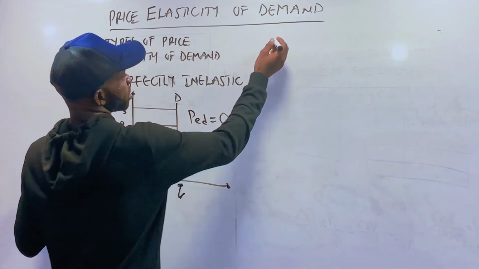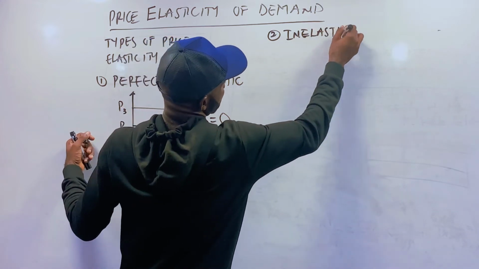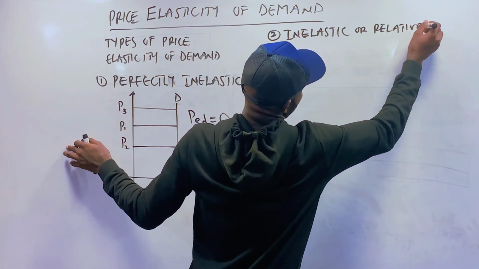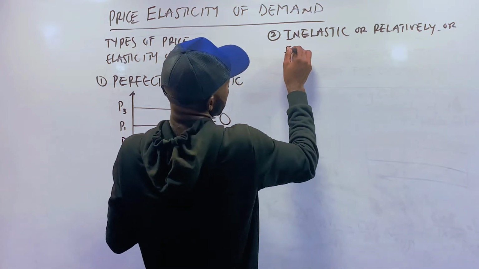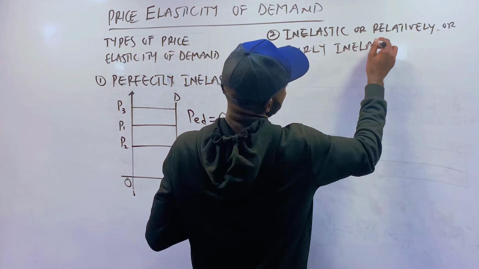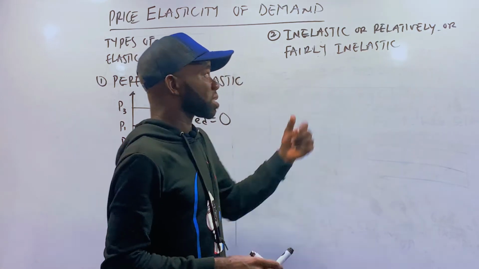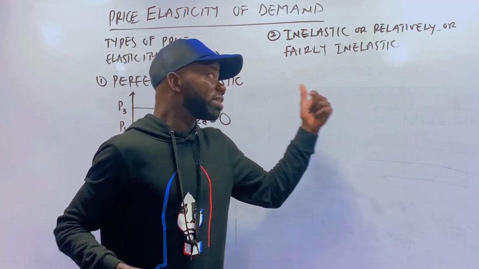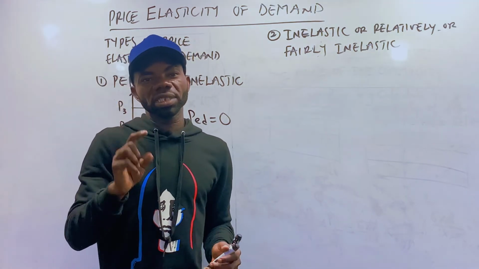Now the second one is inelastic. Inelastic is also known as relatively, now there are textbooks, relatively or fairly inelastic. Please, so you have a question where the examiner says inelastic. The examiner also means relatively inelastic or what? Fairly inelastic. Now demand is said to be inelastic or relatively inelastic or fairly inelastic when a change in price leads to a smaller change in quantity demanded.